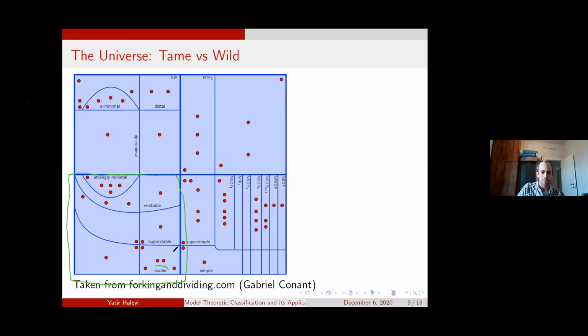So you see stable. All of this large rectangle, this is dependent. It's called NIP here, but this is all the dependent theories. Over here, this is something called NSOP1, no strict order property. And now each one of these quadrants, or at least domains, are even more finely classified.